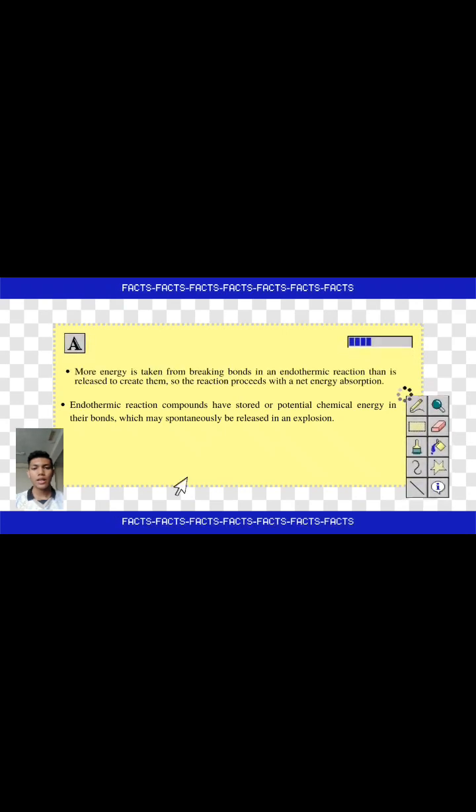These are the facts that I found for endothermic reaction. The first fact is more energy is taken from breaking bonds in an endothermic reaction than is released to create them. So, the reaction proceeds with a net energy absorption. The second fact is endothermic reaction compounds have stored or potential chemical energy in their bonds, which may spontaneously be released in an explosion.